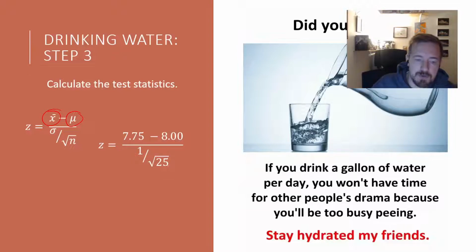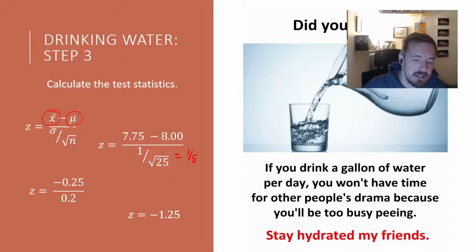So I'm going to get the square root of that now, and that's going to give me negative 0.25 divided by 0.2, because when I divide that up, it's going to be 1 divided by 5, right, which is just 0.2. And then that is going to be equal to negative 1.25. So that is our Z obtained. And if you remember, our Z critical was plus and minus 1.96.